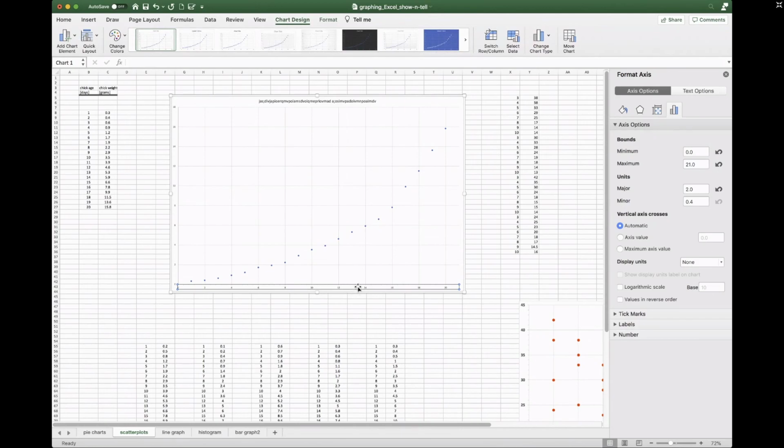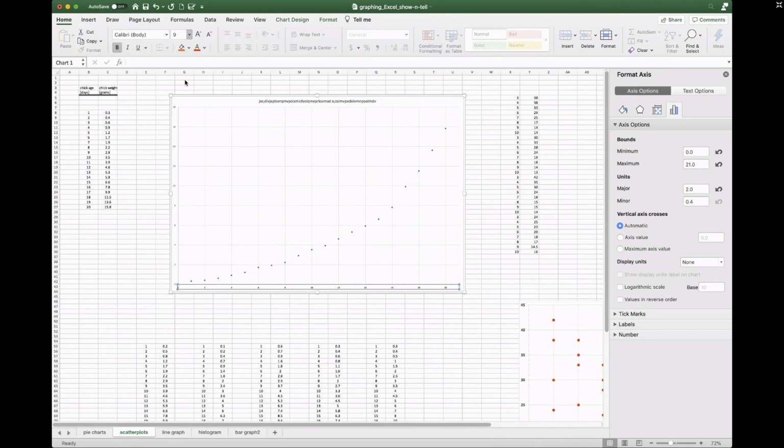Here's my one suggestion. I'm going to highlight this. I'm going to go back to home. I'm going to make it bold, and I got to jack up the font size because I can't see it.